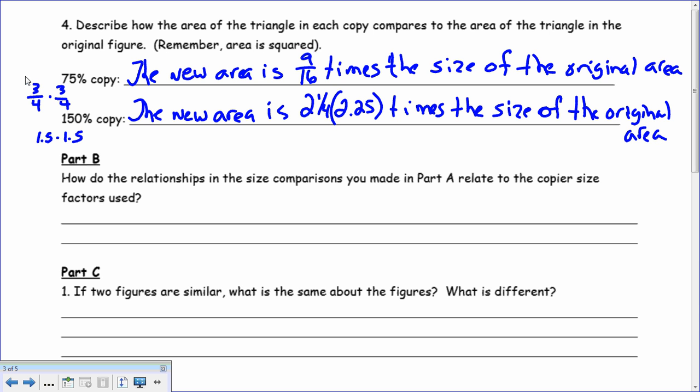So how do the relationships in the size comparisons you made in Part A relate to the copier size factors used? So remember how you had the 75%, you had the 150%, you had the original one in the middle? What do you notice about those figures? Are they similar? Are they the same size? Okay, so they were similar, but not the same size, right? So the shapes are similar, but not the same size.